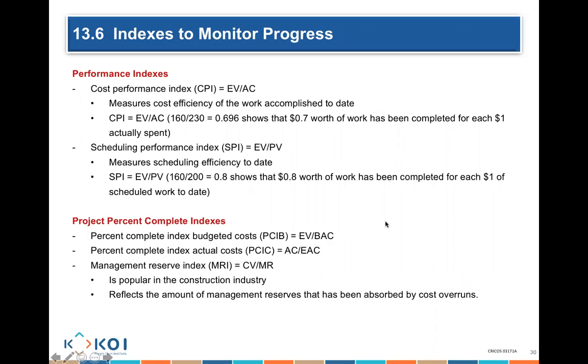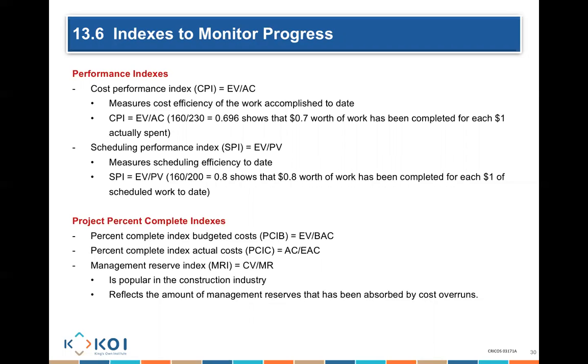We also have other ways of calculation, and you need to know these. For example, there's a cost performance index and a schedule performance index. For the cost performance index, instead of calculating a minus or a plus, you calculate an index. So for example, CPI equals earned value divided by actual cost.